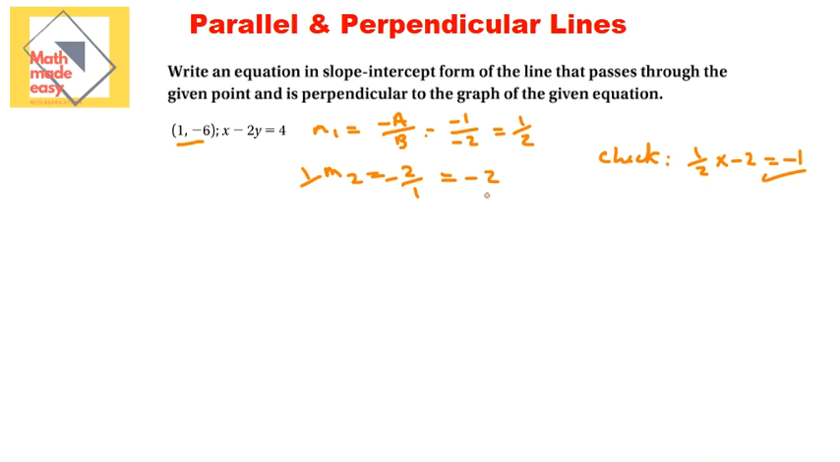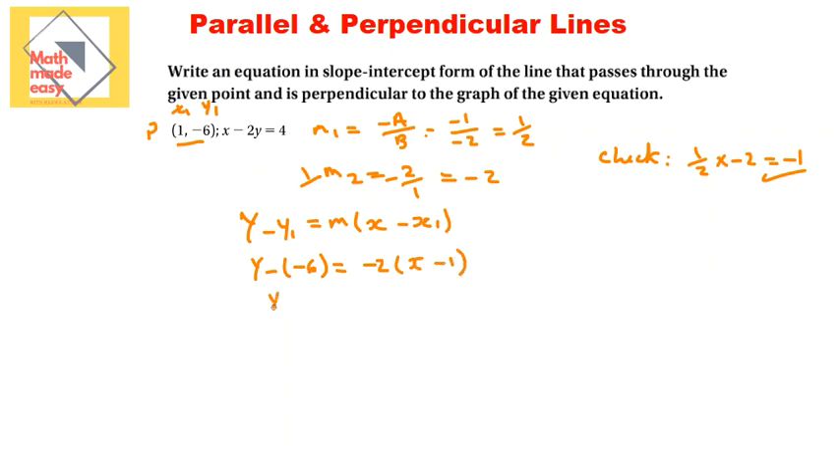Now, I have the slope. Do I only need the slope? No, I also need the point. So this is the point, and this is x1, this is y1. Now you substitute in the point-slope formula as usual. Then we're going to get that y minus negative 6 equals negative 2 multiplied by x minus 1.